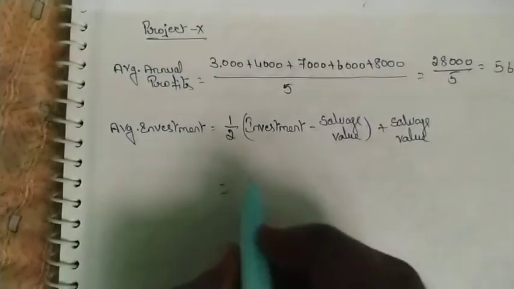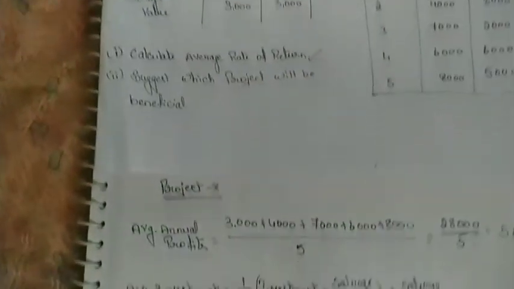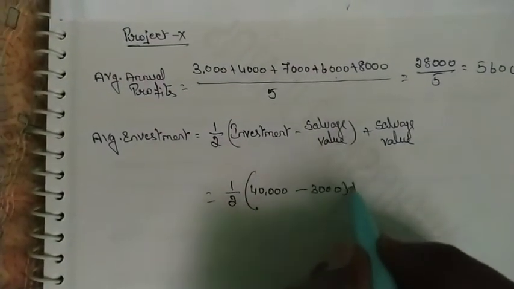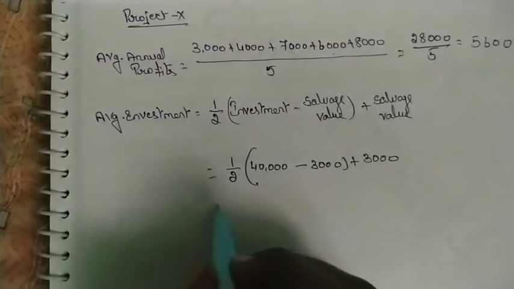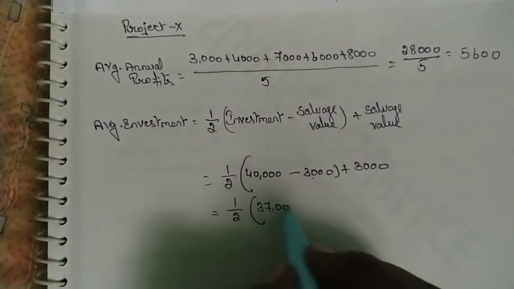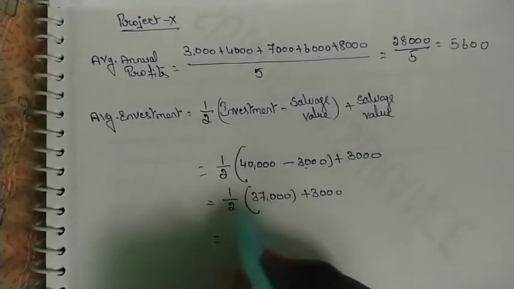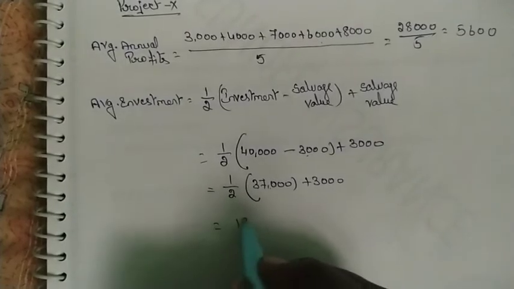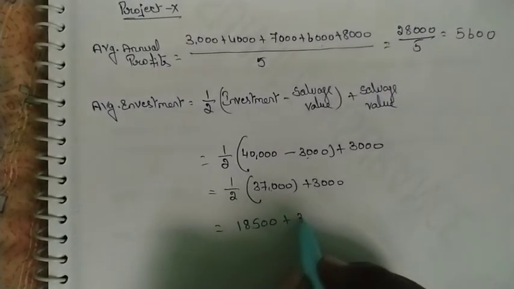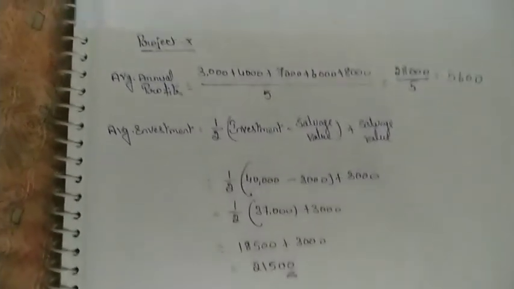Now 1 by 2 into the investment, or cost of the project, which is 40,000, minus the salvage value for project X, which is 3,000, plus again the salvage value 3,000. So 1 by 2 into 40,000 minus 3,000, that is 37,000, plus 3,000. 37,000 divided by 2 is 18,500, plus 3,000. So you will get 21,500 as the average investment.